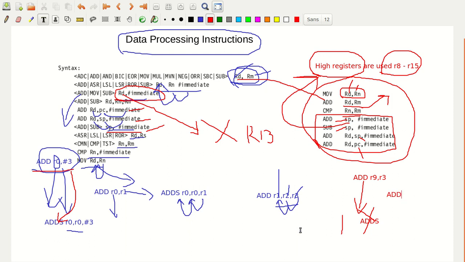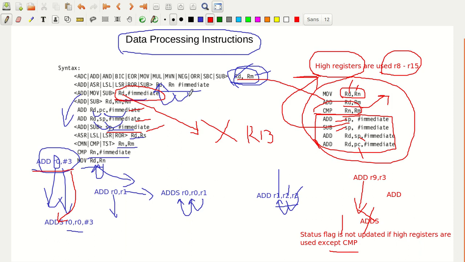Okay, means the status flag is not updated if high registers are used. If high registers are used, status flag is not updated. So that you have to bear in mind. But there is only one exception: the comparison instruction. Except comparison instruction, for this instruction, status flag is updated by default. So that is one thing that you have to note down.